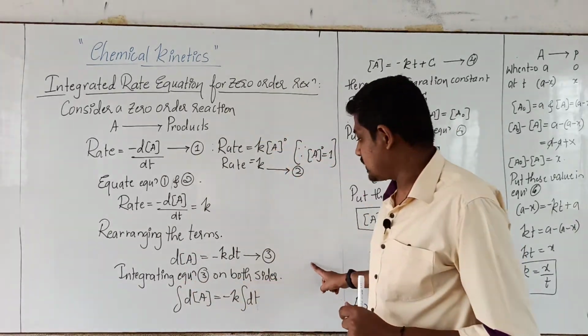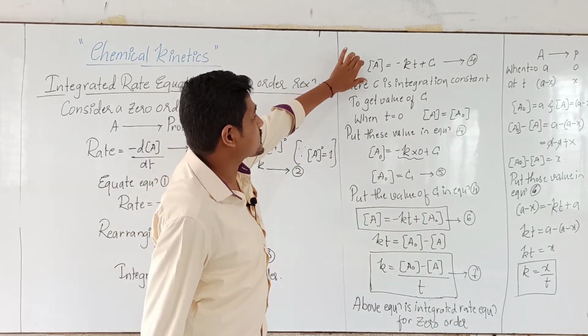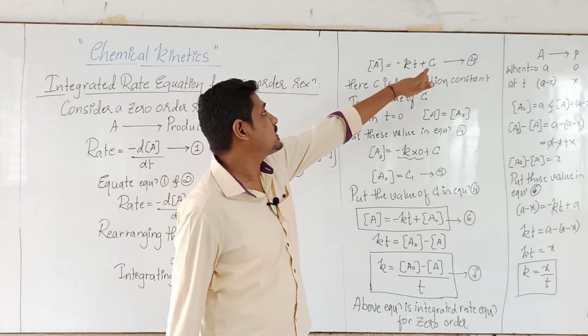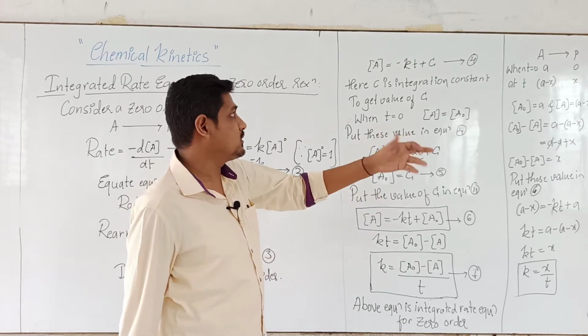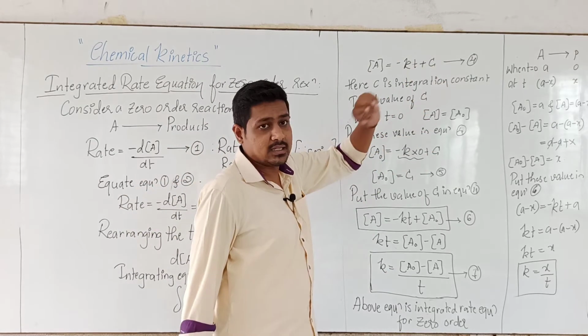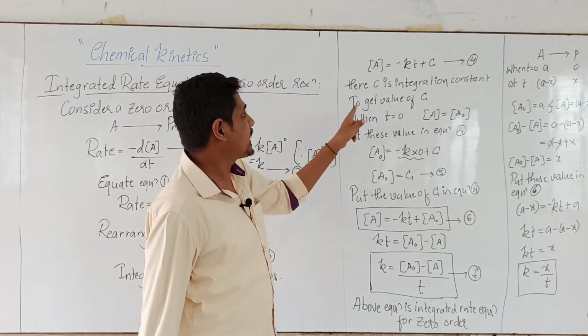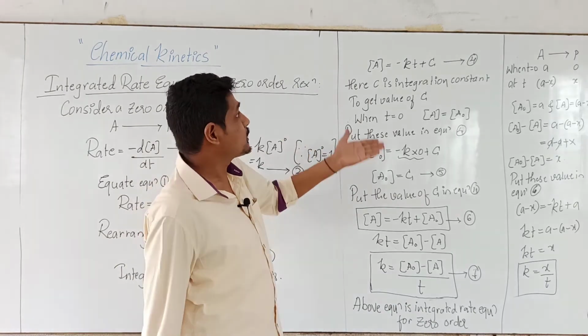On integration, we will get these values. Here, what is C? C is the integration constant. You already know, if you have studied integration, why this constant comes. Then how to find the value of C? To get the value of C, we have to consider when time is 0, from 0 to A.